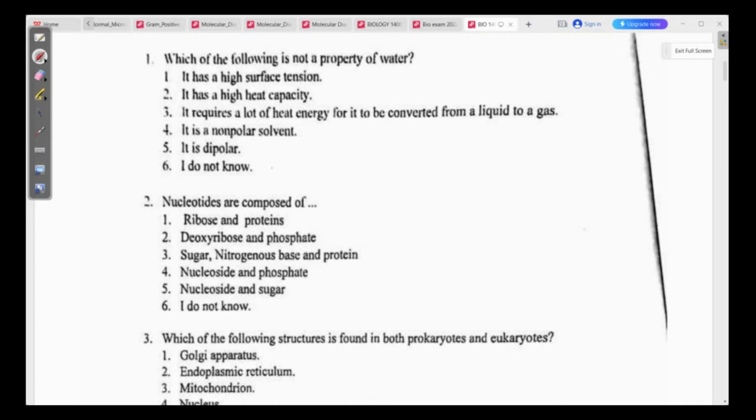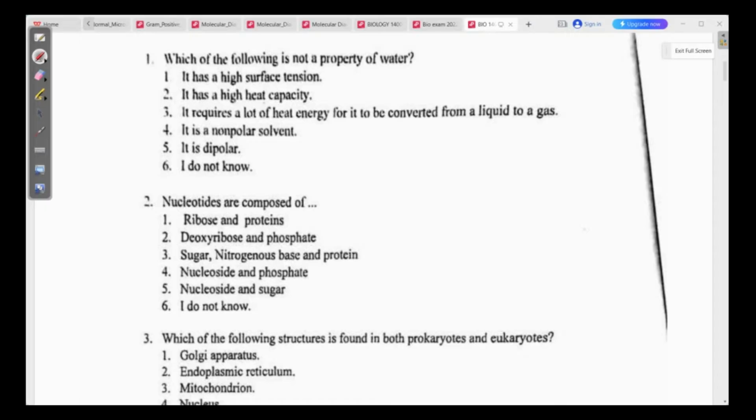So if you put option 6, you're going to get a 0. And if you put any of the option 1 up to 5 and you tend to get that question wrong, you get a -1. Yeah, so that's why we have option 6 there. It's there to save you from negatives. So which of the following is not a property of water?